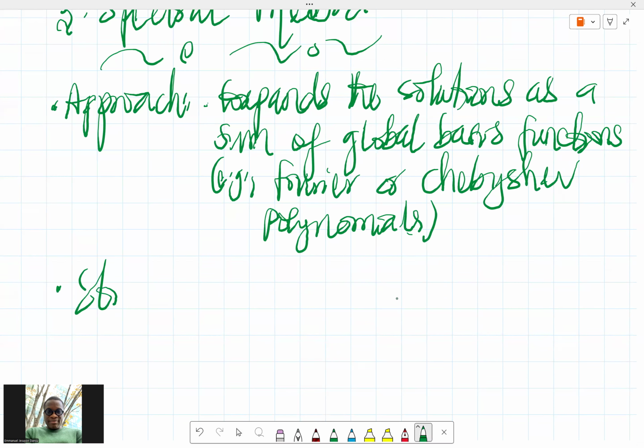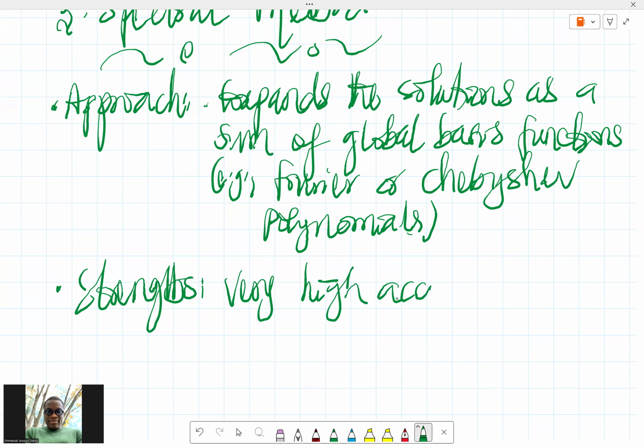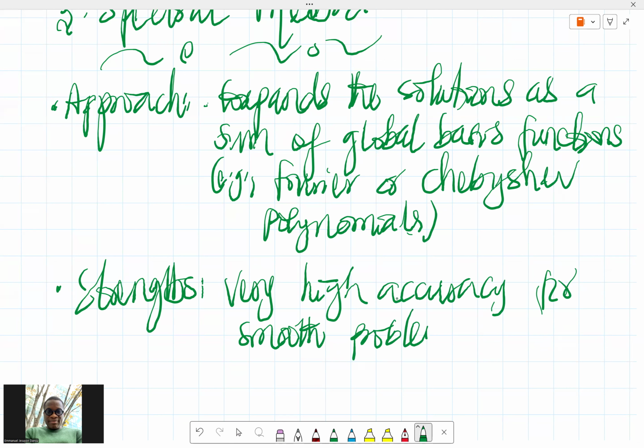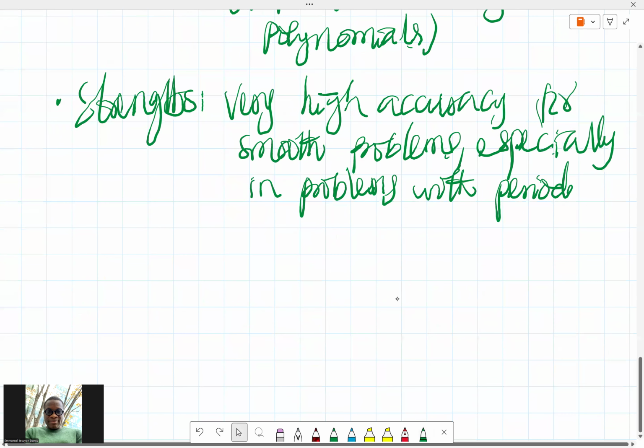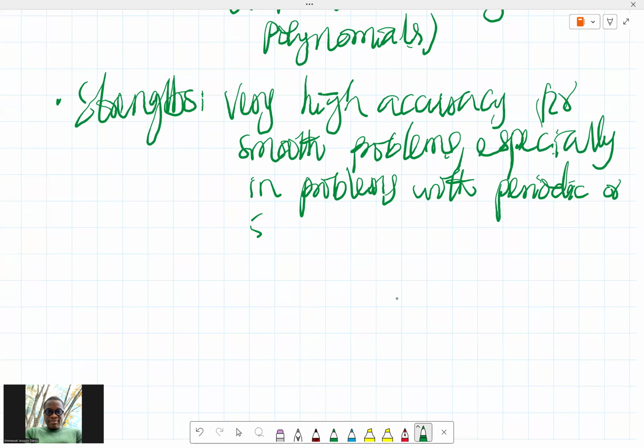What about the strengths? The strength here is that it has very high accuracy for smooth problems, especially in problems with periodic or smooth boundary conditions.